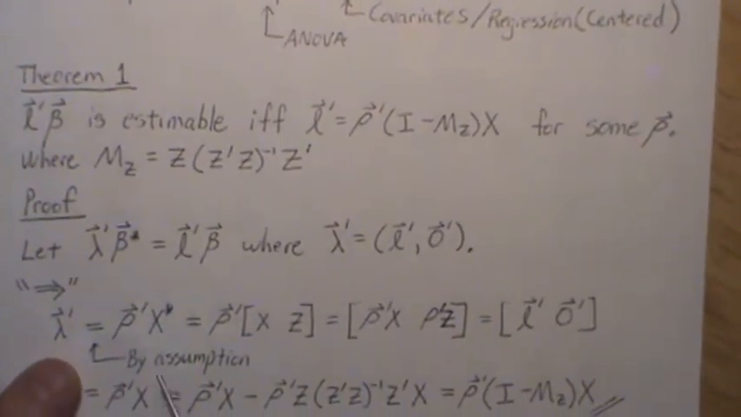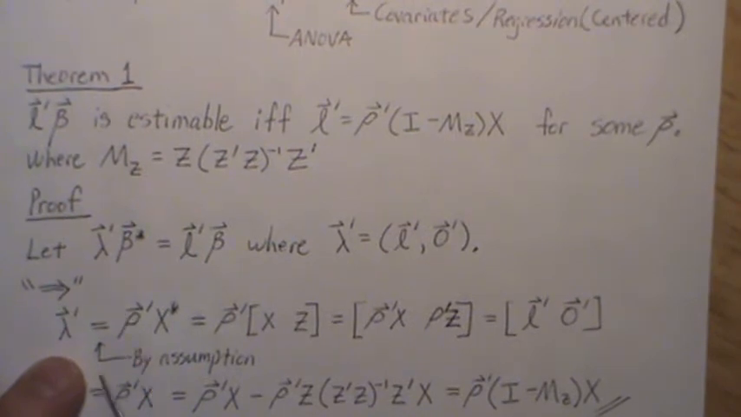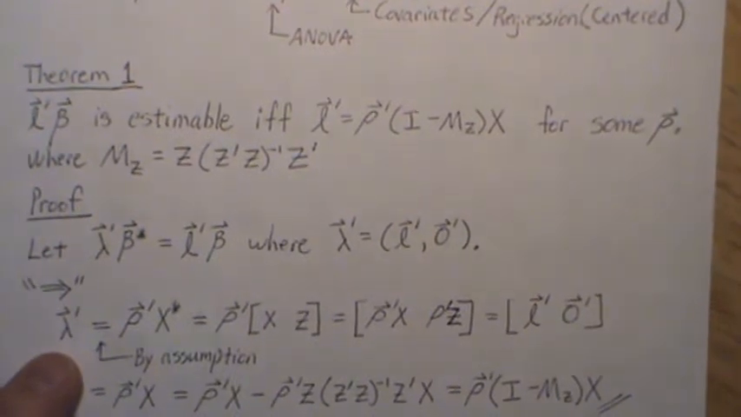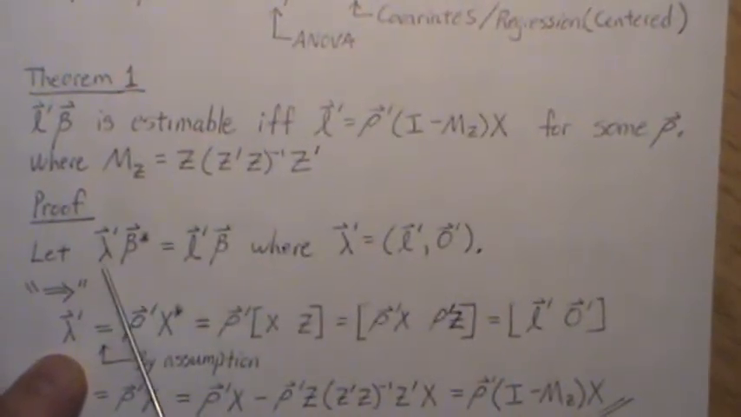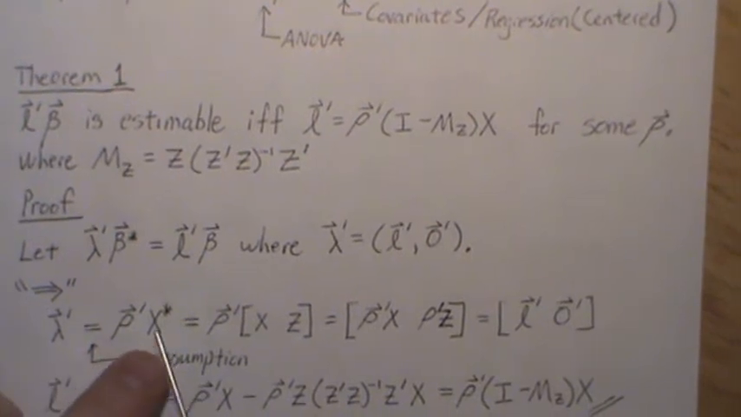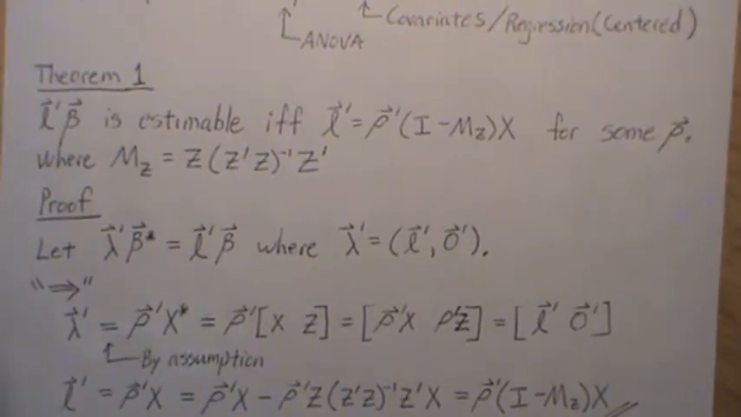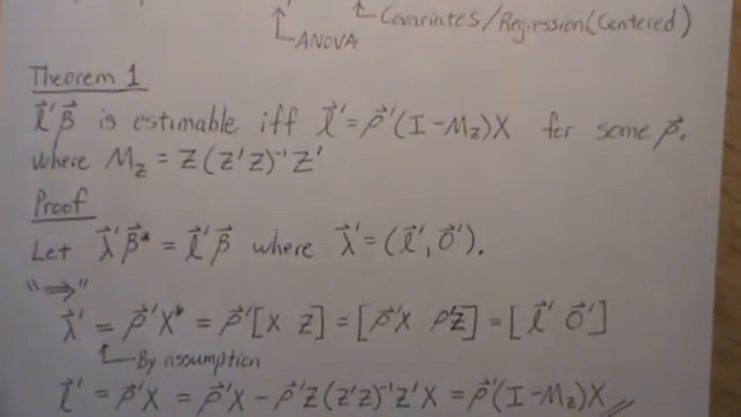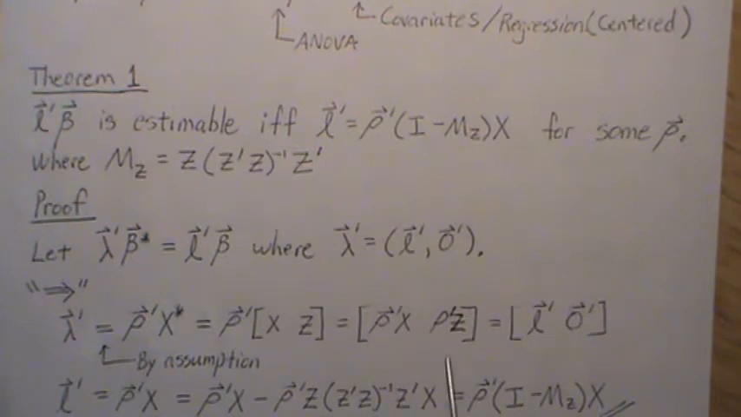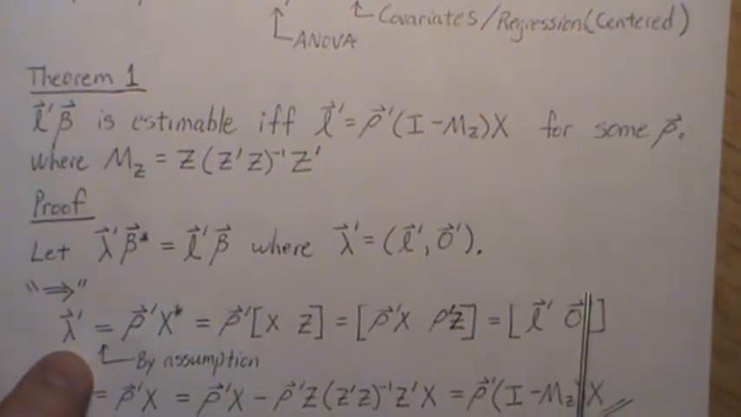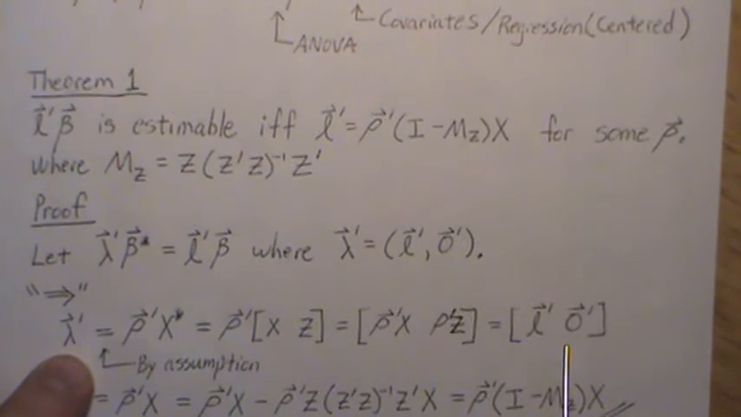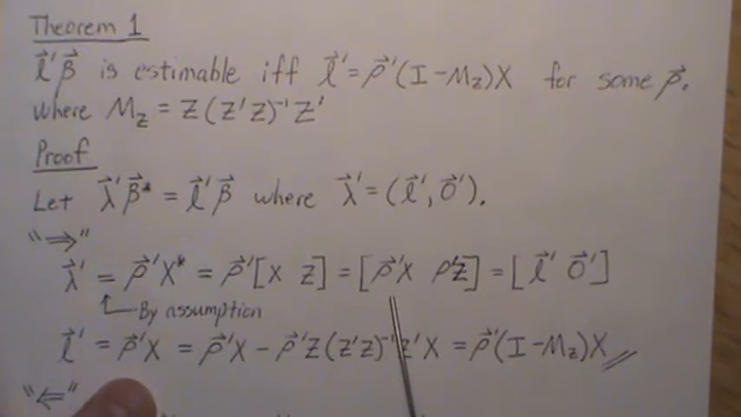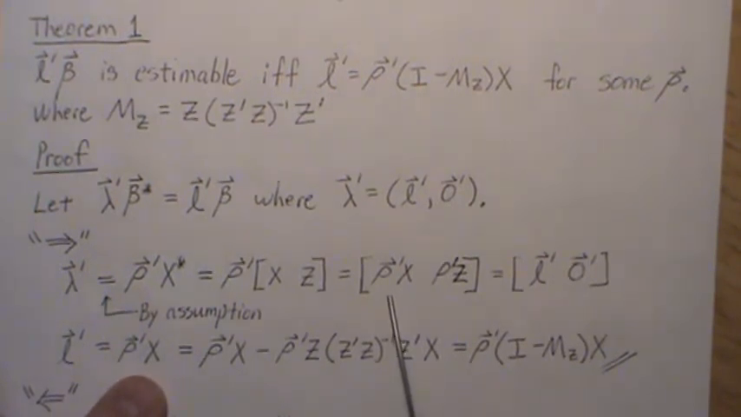Now, let lambda transpose beta star be estimable. That means lambda has to be a part of the row space of the design matrix. But this X star can be partitioned into the ANOVA piece and the regression piece. And then we just multiply the rho in. And as we know, lambda is equal to this. So that says L has to equal rho transpose X.